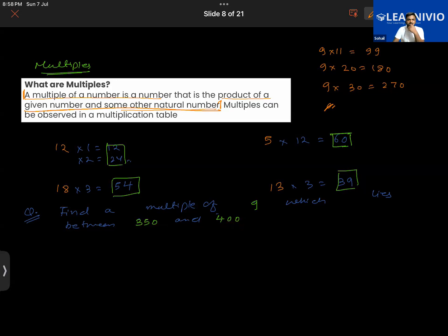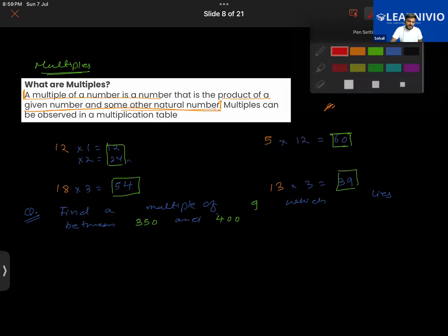I can do it by myself. I understand. Sumaya, you understood it now? The multiples of 9. Yes, I understood. Find it out. You have to find all the multiples. No, why would you find all the multiples? The question says to find a multiple of 9 which will be lying between 350 and 400.